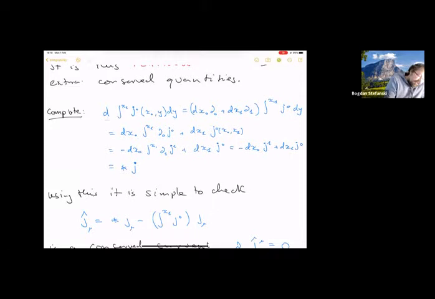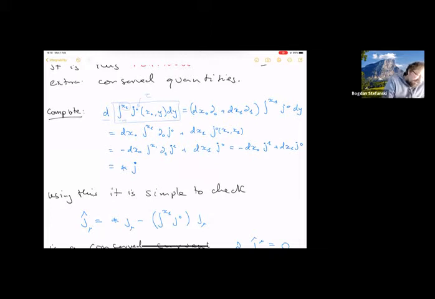So let's take a really weird looking expression. We take the zeroth component of the current in the tau direction, and we integrate it, I suppose, from minus infinity or from your favorite point. We integrate it all the way up to some point.